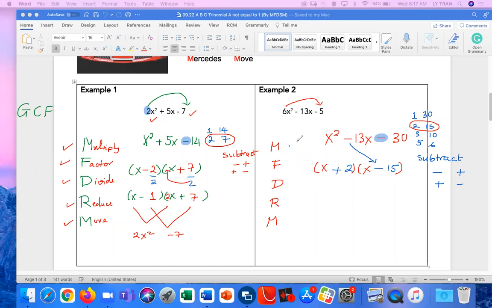So we're just done with multiply, we're just done with factor. What are we going to do then? What do you think I do? We're going to divide. That is awesome. Clap for you. So I'm going to divide by whatever I multiplied with. Today, we multiplied by 6. So we're going to divide by 6.